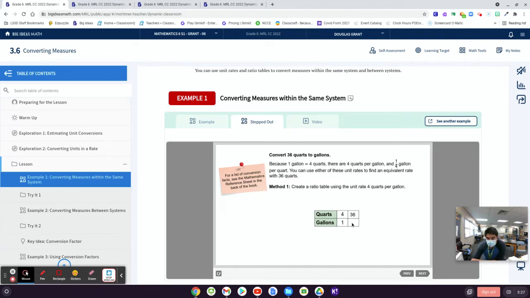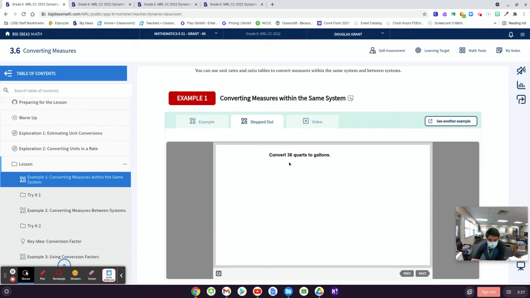So the number that's going to be here is 9, because we multiply 4 by 9 to get to 36, and then 1 by 9 to get to 9. Now we're going to convert 36 quarts to gallons. We're going to write the ratio table of 1/4 gallon and 1 quart. Now to go to 36 quarts, we have to multiply this by 36 also, so we get 9. 36 times 1/4 is 9. So this is just showing you another way of getting the same answer.